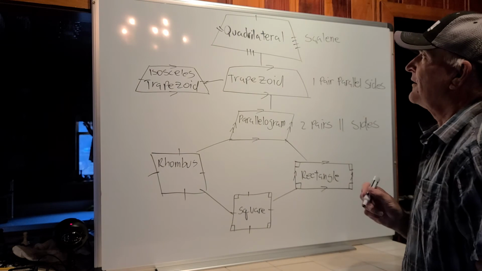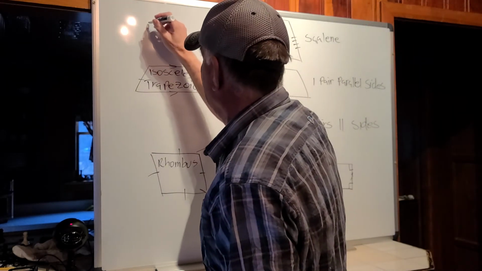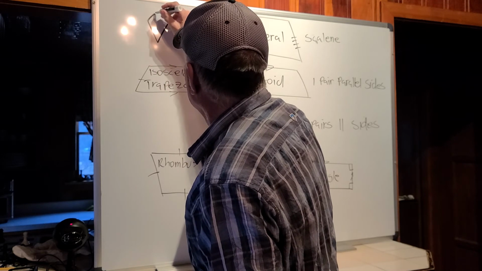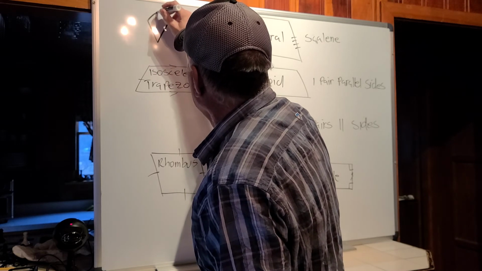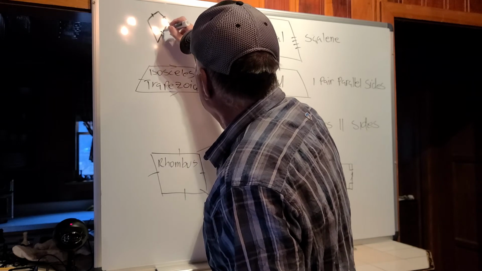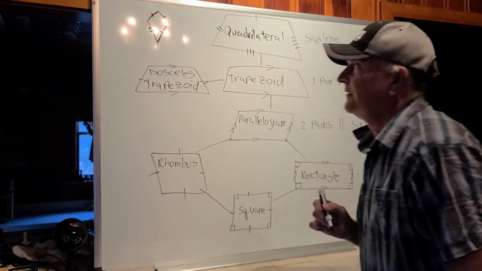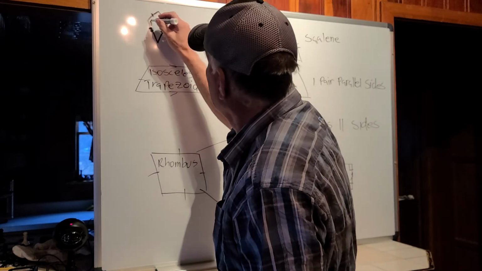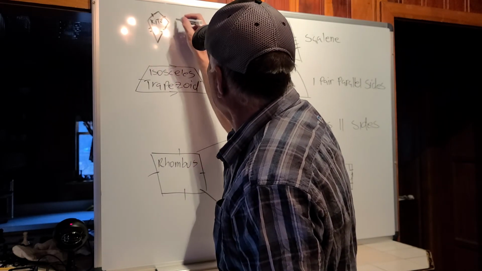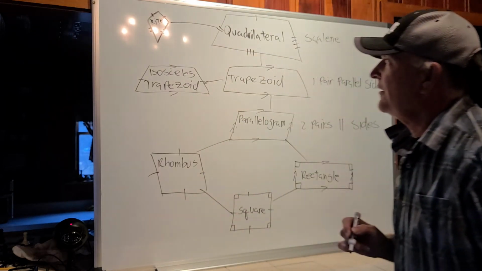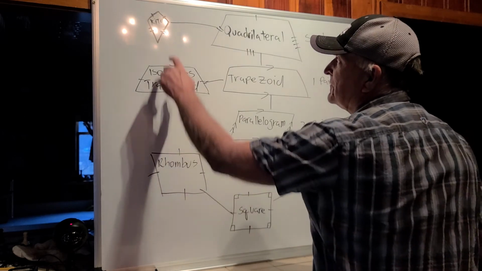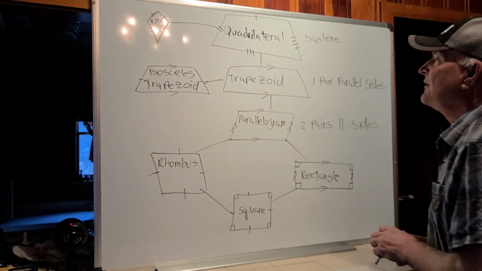And then we could also have what's called a kite, which has two pairs of congruent sides. It's called a kite. And that's kind of in its own category in a way. It's kind of related to the rhombus, but not exactly.